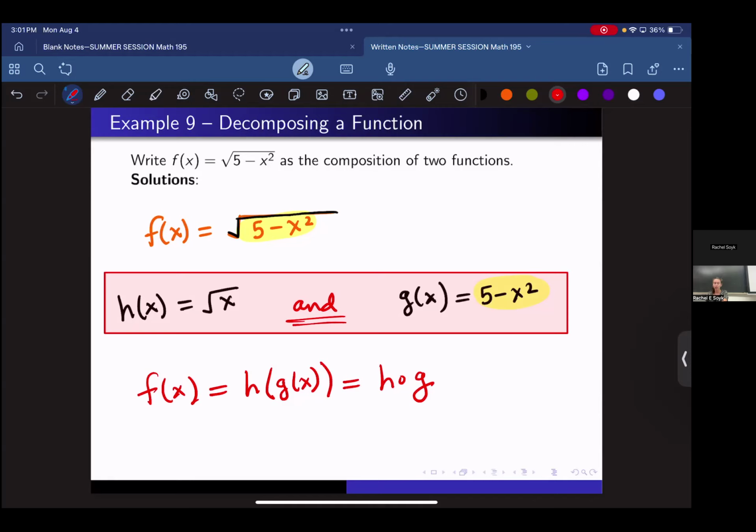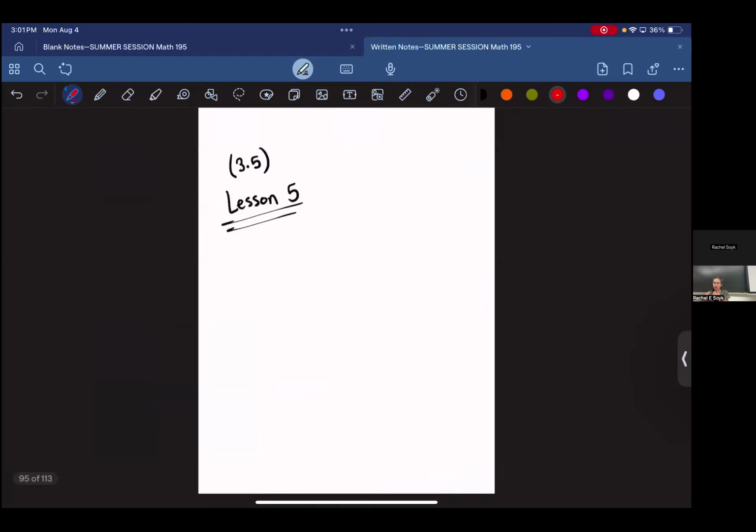Right. Any questions on this at all? So that does conclude our section 3.4.